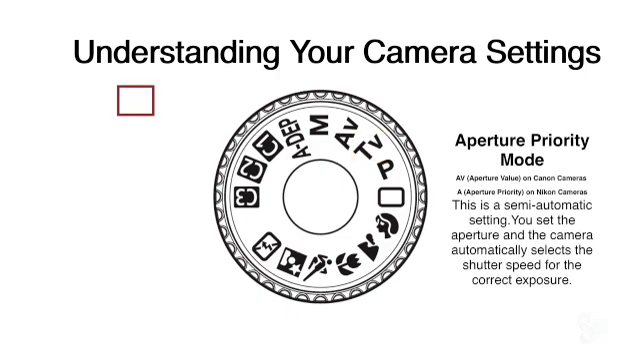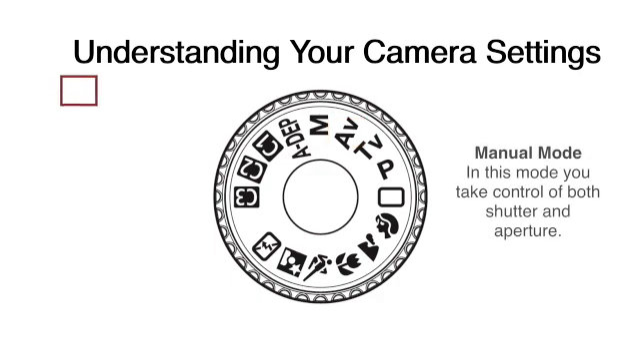Aperture priority mode. This is a semi-automatic setting. You set the aperture and the camera automatically selects the shutter speed for the correct exposure. Manual mode. In this mode, you take control of both shutter and aperture.